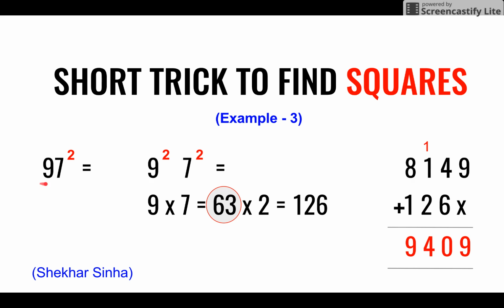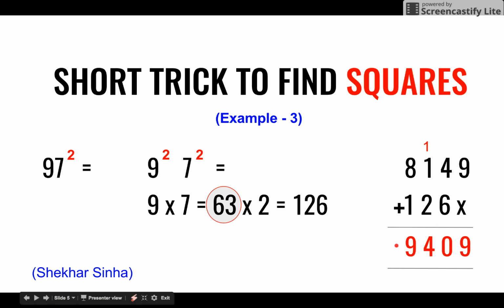Let's find the square of number 97. As my step 1, I'll write the square of these two individual numbers. 9 square is 81. 7 square is 49. In step 2, I'll multiply these two numbers with each other. 9 into 7 is 63. Double of 63 is 126. You leave the unit digit space and write this result below the number 8149, that is 126. Then I'll add these two numbers. 9, 4 plus 6 is 10, 1 carry forward, 0, 1 plus 1 is 2, 2 plus 2 is 4, and 8 plus 1 is 9. So this is the square of 97.